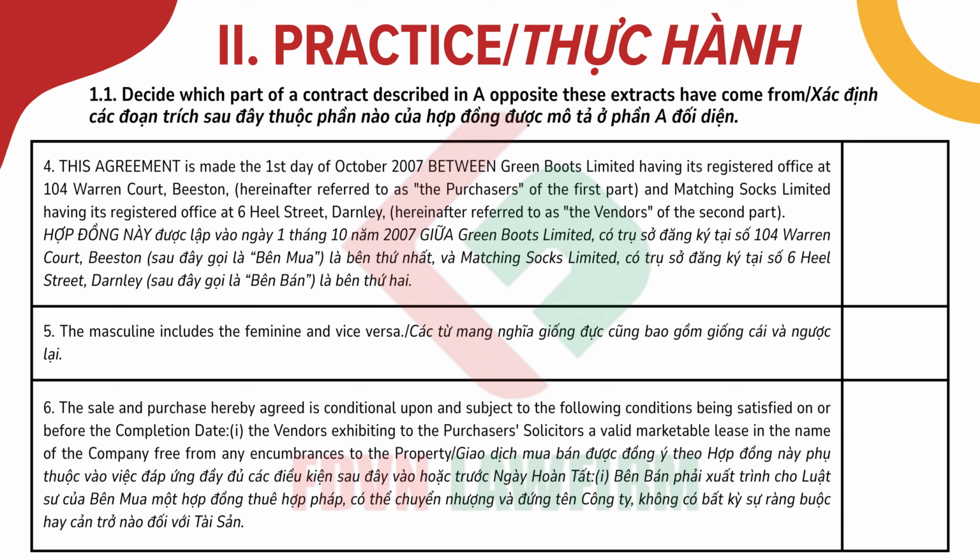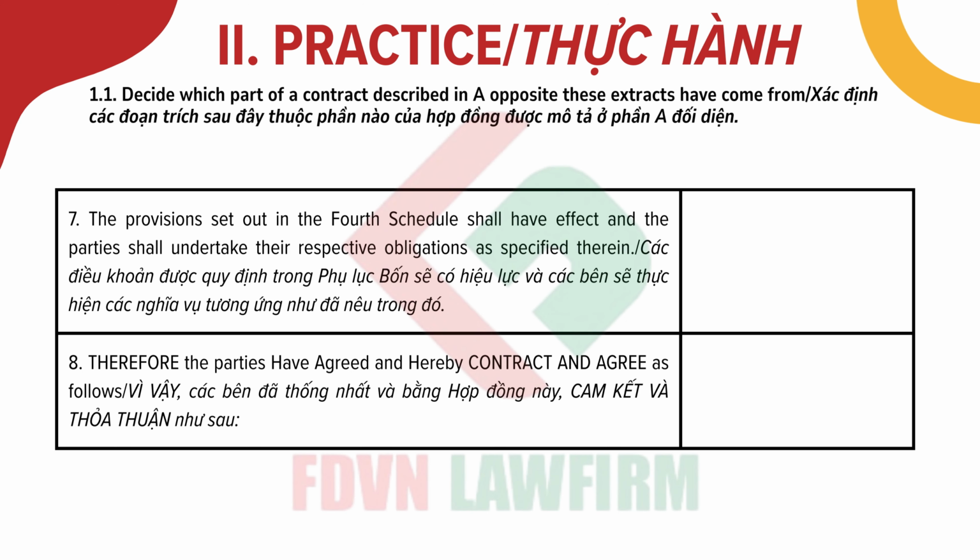5. The masculine includes the feminine and vice versa. 6. The sale and purchase hereby agreed is conditional upon and subject to the following conditions being satisfied on or before the completion date. (i) The vendors exhibiting to the purchaser's solicitors a valid marketable lease in the name of the company free from any encumbrances to the property. 7. The provisions set out in the fourth schedule shall have effect and the parties shall undertake their respective obligations as specified therein. 8. Therefore the parties have agreed and hereby contract and agree as follows.